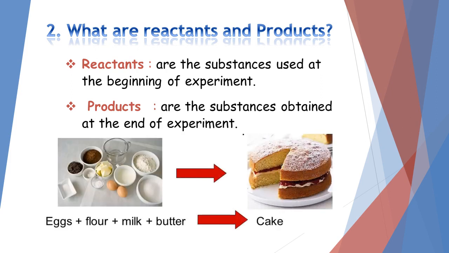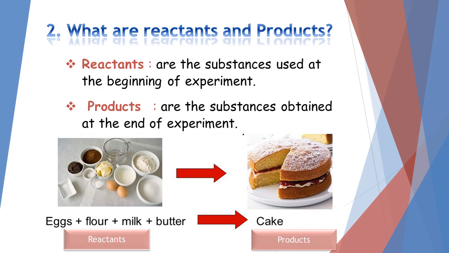As you are seeing in this example, if we are making cake, we need eggs, flour, milk, butter, etc. When we mix them together and put it in the stove, we'll get the cake. This is a chemical reaction occurring in the kitchen. The reactants are the ones we mix together. However, the product is the cake that we obtained at the end. This is a chemical reaction.